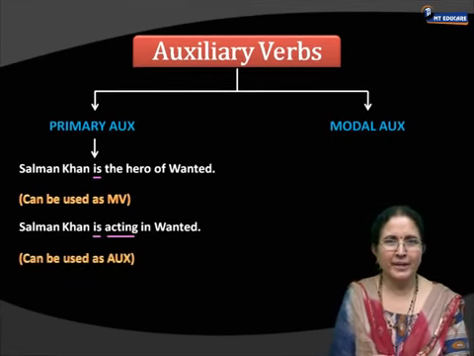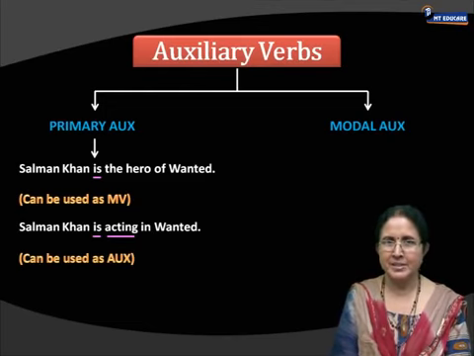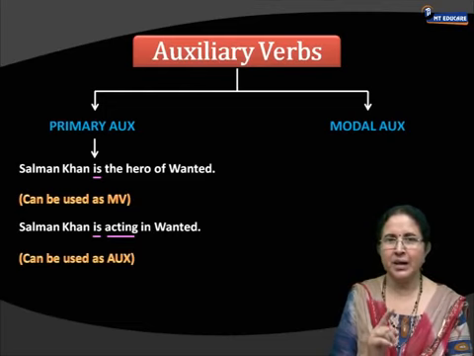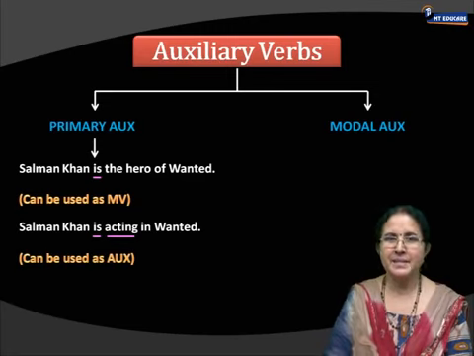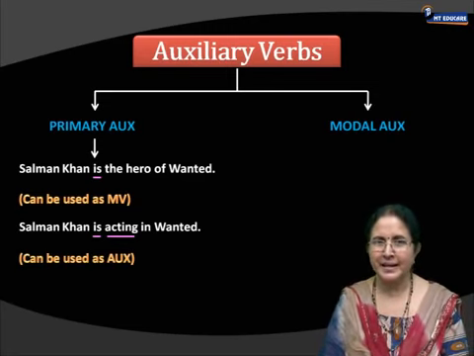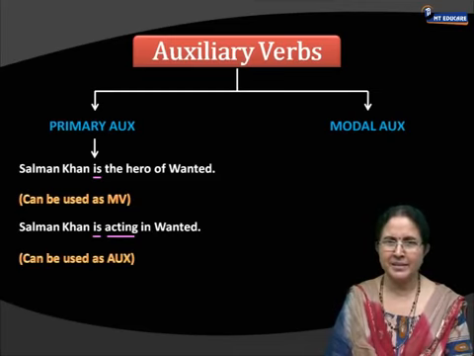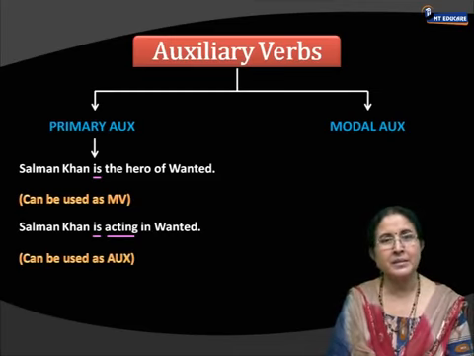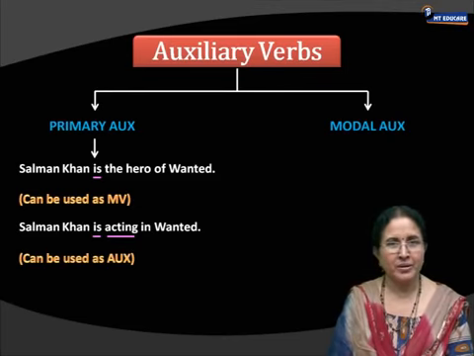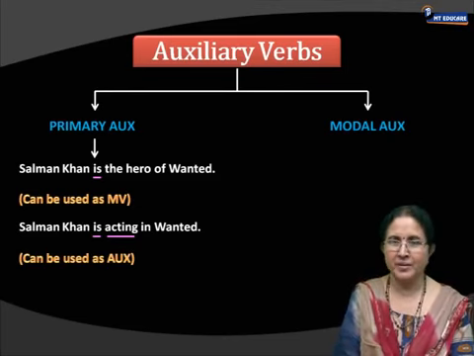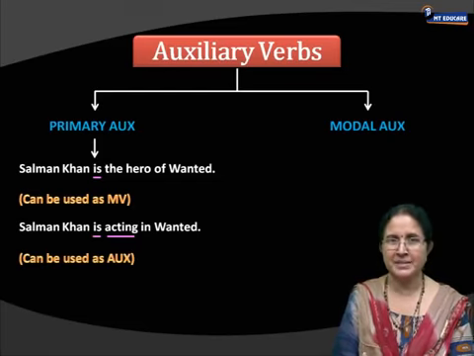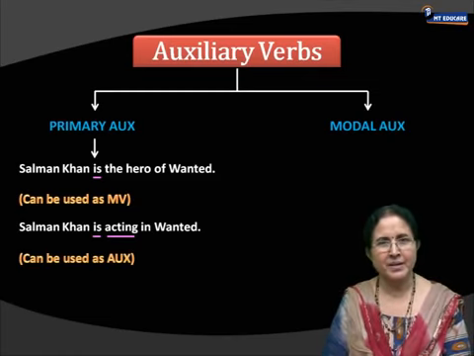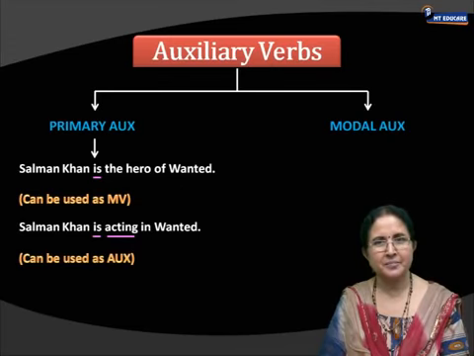In other words, I would like you to look at the verb is and is. In the first sentence, that is the only verb used, so it is called the main verb. Whereas in the second sentence, Salman Khan is acting, the main verb is about acting. But we can't say Salman Khan acting in Wanted. The sentence sounds wrong and it is wrong. So we need an auxiliary to support the verb. And so the word is, which was the main verb in the previous sentence, is now used as an auxiliary in this second sentence. Now we come to this right hand side, modal auxiliary.